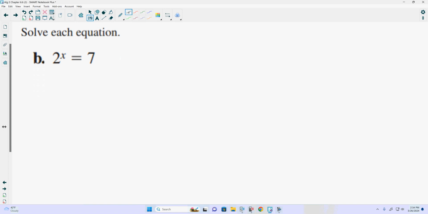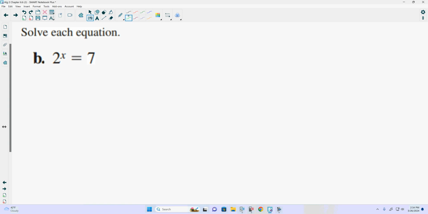So we're going to look at the first problem of the day. 2 to the x is equal to 7. If we could rewrite 7 as 2 to a power, 2 to what power would be 7? There's not a nice one. There's not an integer one. But that's the goal of what we're doing here.